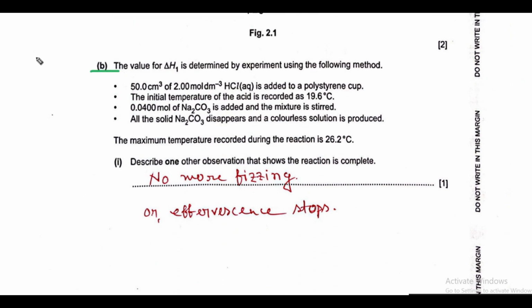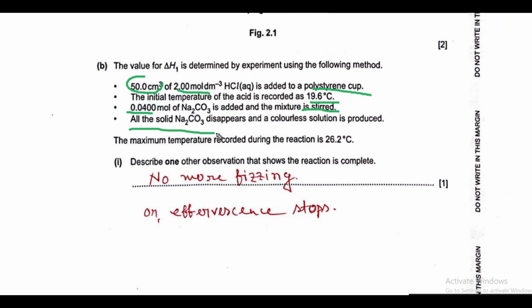Next, B. The value of del H1 is determined by experiment using the following method. 50 centimeter cube of 2 mole per dm cube hydrochloric acid, volume and concentration given, is added to a polystyrene cup. The initial temperature of the acid is recorded as 19.6. And 0.0400 mole of sodium carbonate is added and the mixture is stirred.